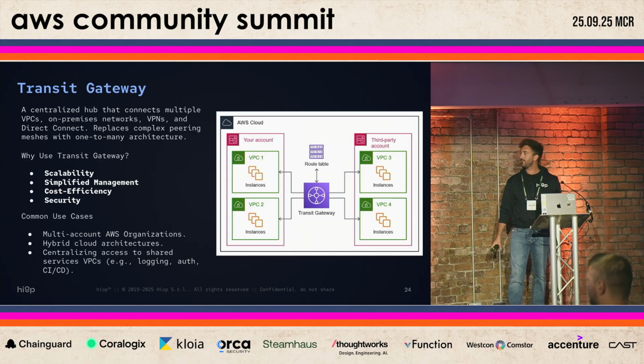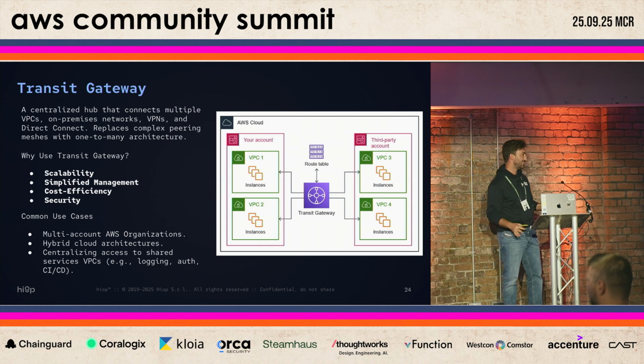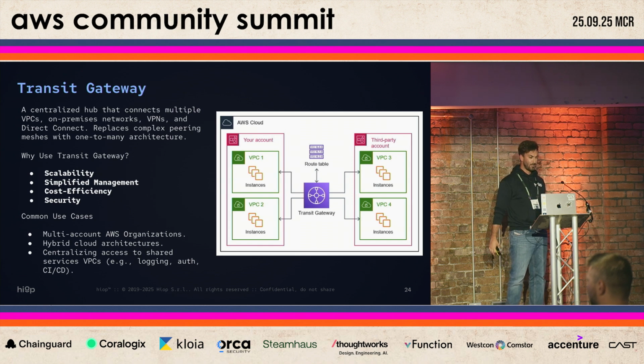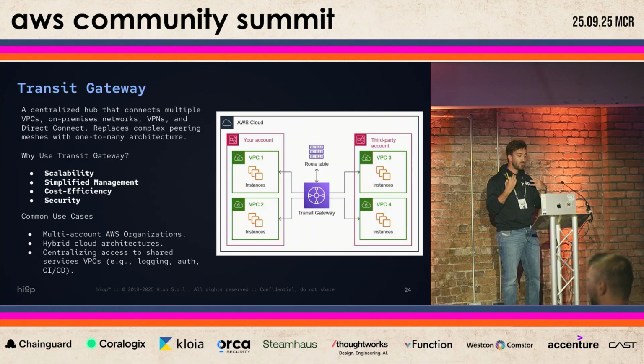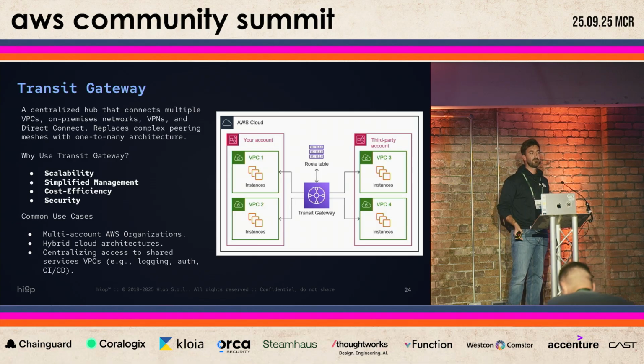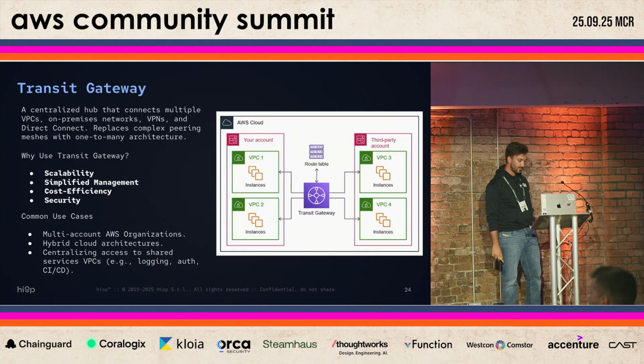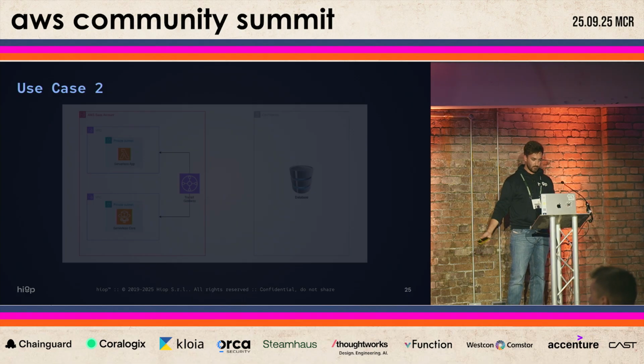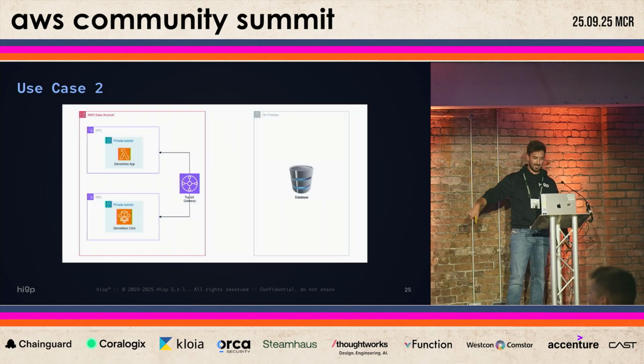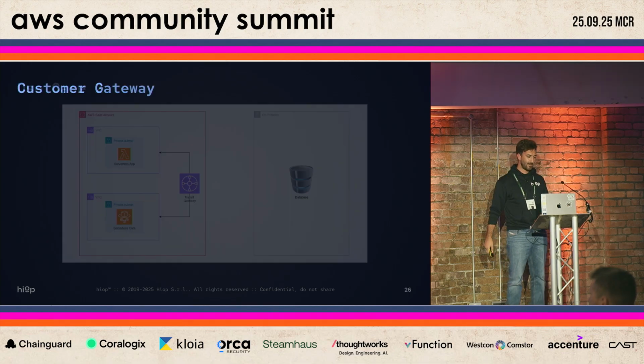So the common use case is when you have a lot of different accounts, maybe in an AWS organization, or you have a hybrid cloud architecture, or you want to centralize specific services for logging, authentication, or other reasons, for example. So with the transit gateway, our use case is starting to be more efficient like this. So now the two VPCs are connected.